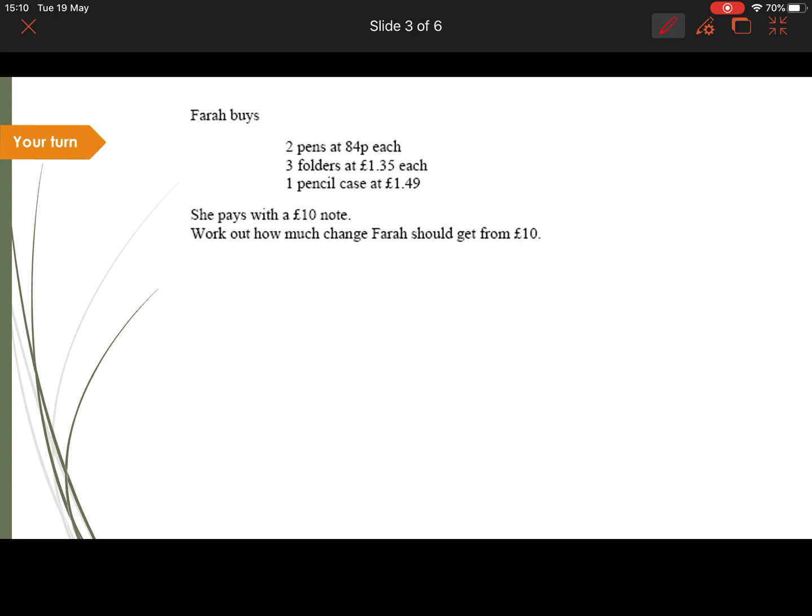Farah buys 2 pens at 84p each, 3 folders at £1.35 each, and 1 pencil case at £1.49. She pays with a £10 note, like Emma did on the previous slide, and we need to work out how much change Farah should expect. So first I need to work out what 2 pens at 84p are going to cost. The easiest way for me to do this is 84 plus 84. 4 plus 4 is 8, 8 plus 8 is 16, that's 168 pennies or £1.68.